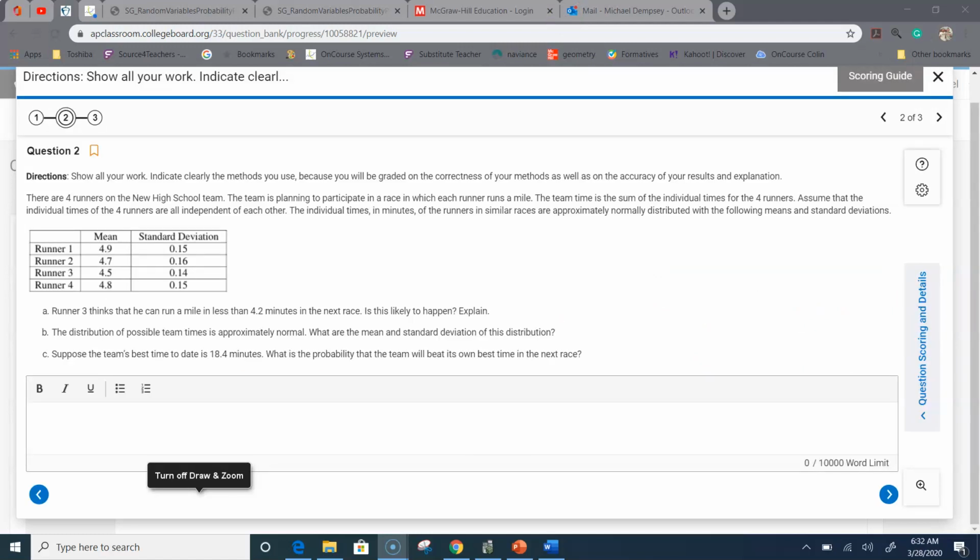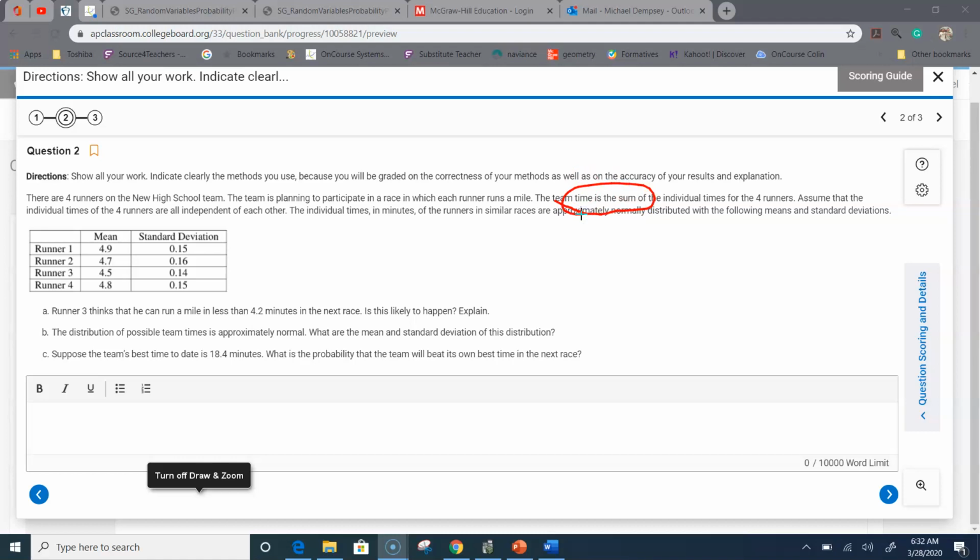Okay, this question I think was actually on an AP exam many years ago. It sounds very familiar to me. But I have 4 runners. And again, you want to make sure you read the narrative up here so that you're familiar with the context of this, right? They're planning to participate in a race in which each runner runs a mile. The team time is the sum of individual times. Okay, that's key for the 4 runners.